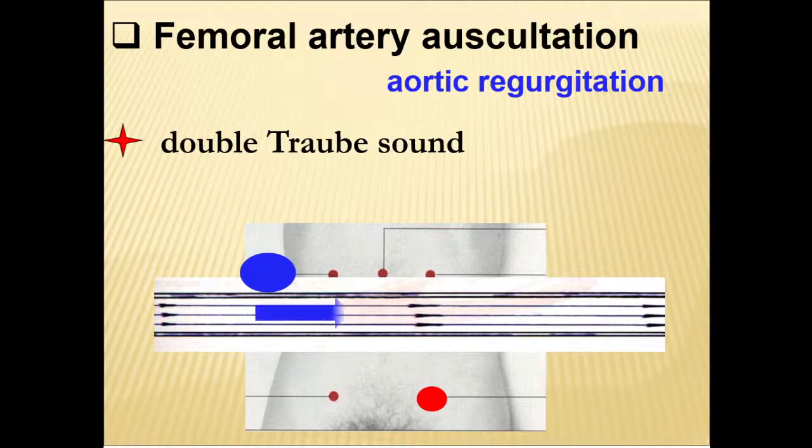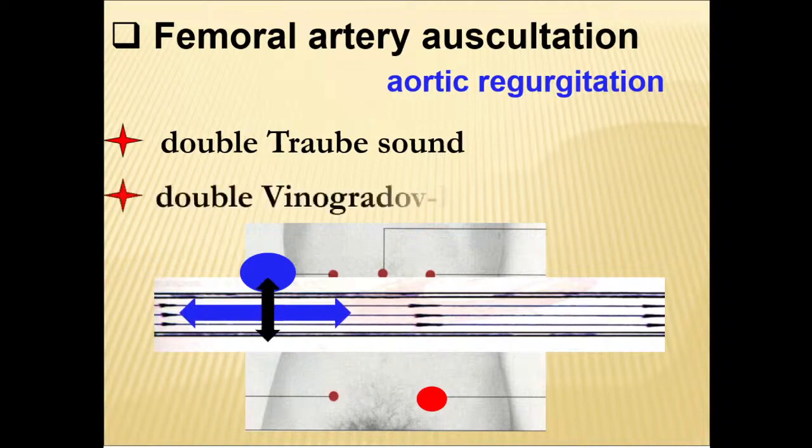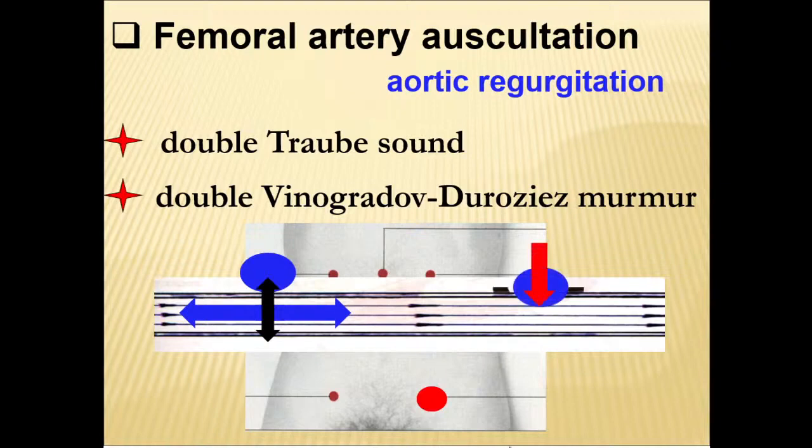If you artificially compress the vessels by pressing the stethoscope on them, its lumen will be artificially diminished and will provoke turbulent blood flow. In this case, we will hear the double Vinogradov-Durazier murmur. Turbulent movements during the systolic and then during the diastolic period.